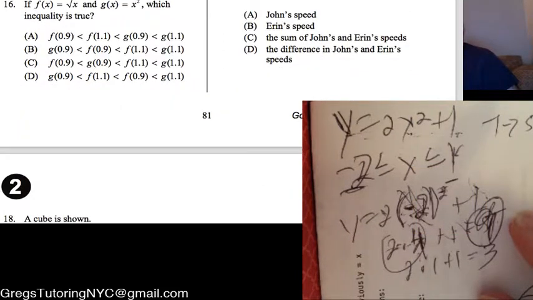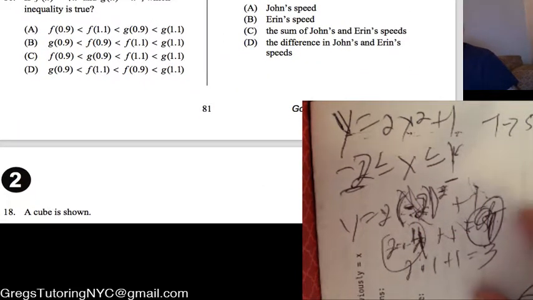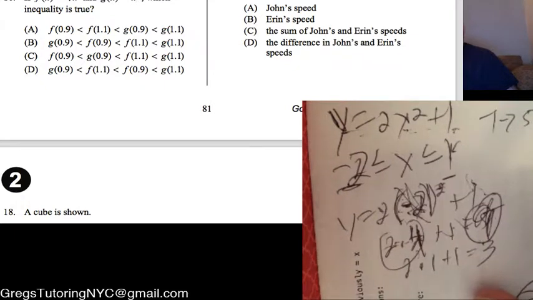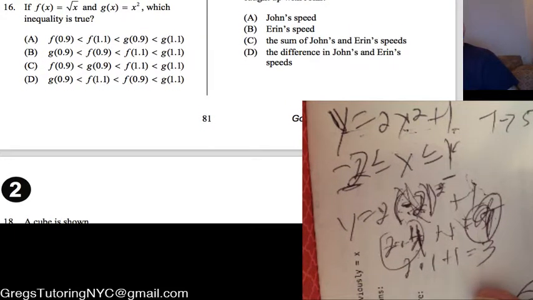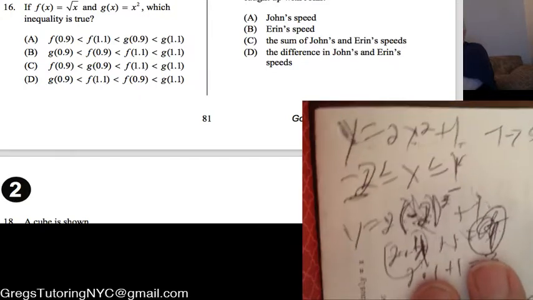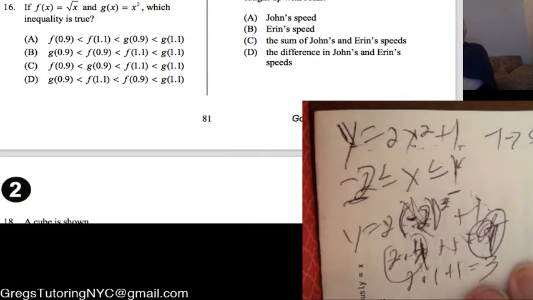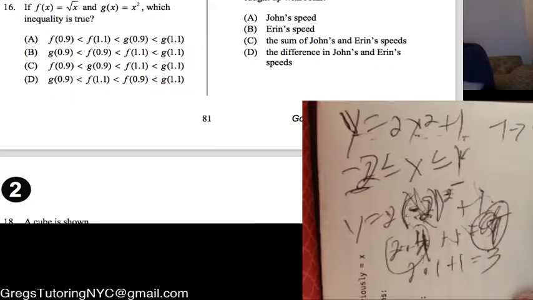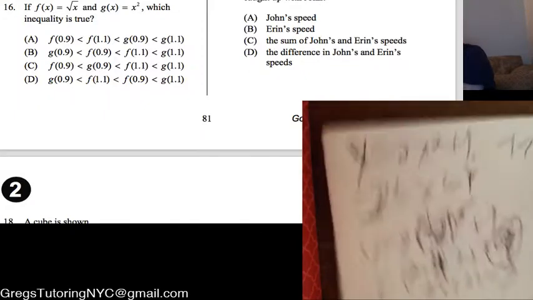Okay, 16 is an ugly problem, period. Let me just make sure it's showing on your screen. All right, there we go. So if f of x equals x squared and g of x equals x squared, which inequality is true? So this blows a few kids' minds on a few levels.